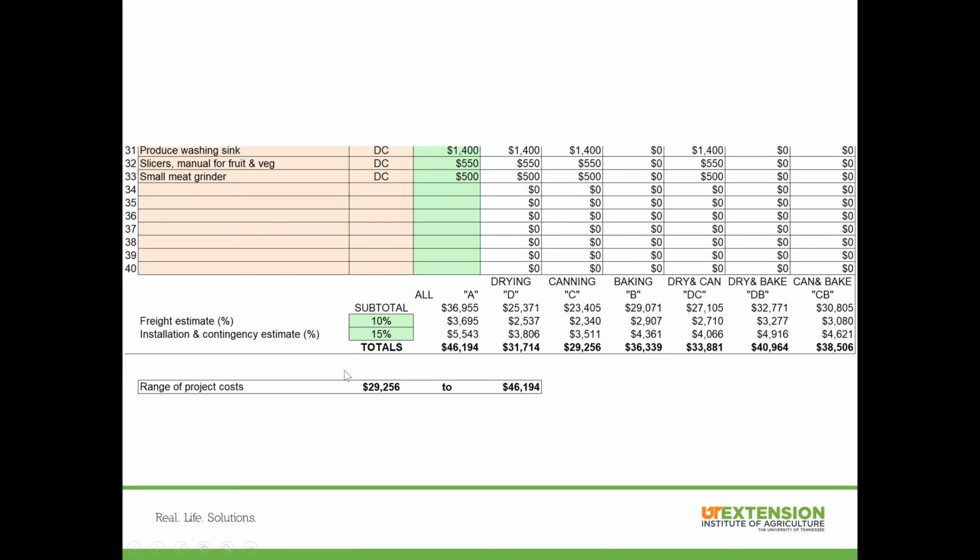And our range is anywhere from $29,256 to $46,194. That's the total if we're building a facility and equipping it with equipment that will allow us to do drying, canning, and baking.